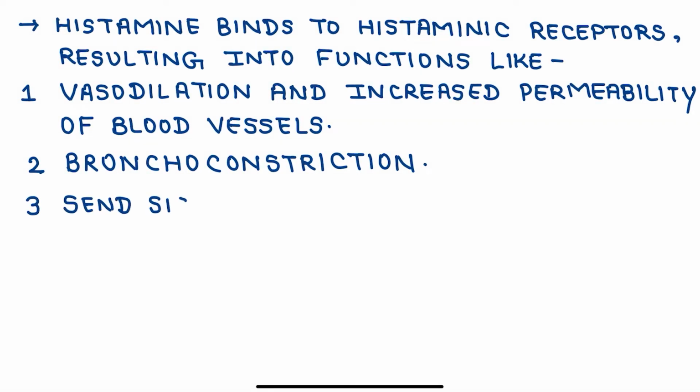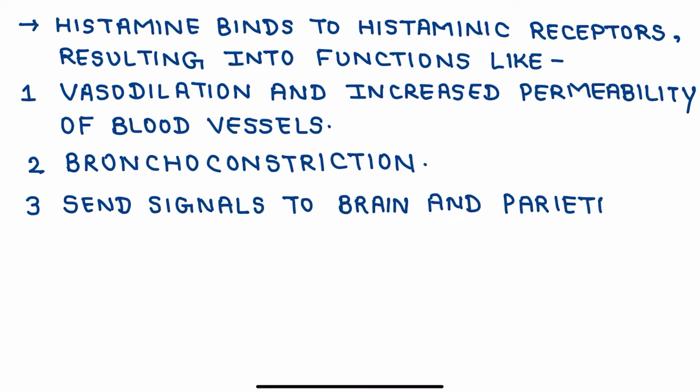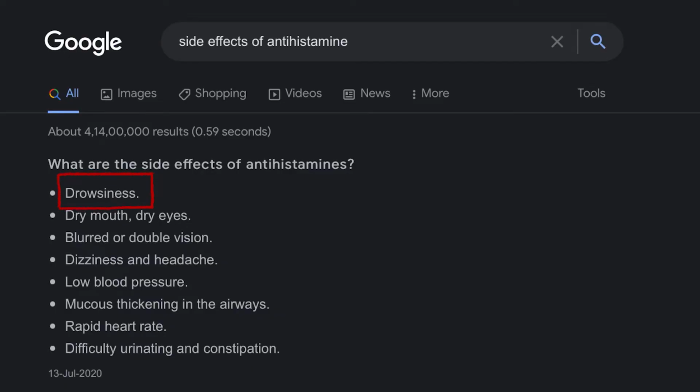Histamines act as a signaling molecule. It sends a signal to the brain to stay awake and sends a signal to parietal cells in the stomach to secrete gastric acid. Now that you know how histamines help to keep our brain awake, you can think of why the common side effect of antihistamines is drowsiness. Okay, so it was about how histamines are our friend when it comes to protecting us from infection.